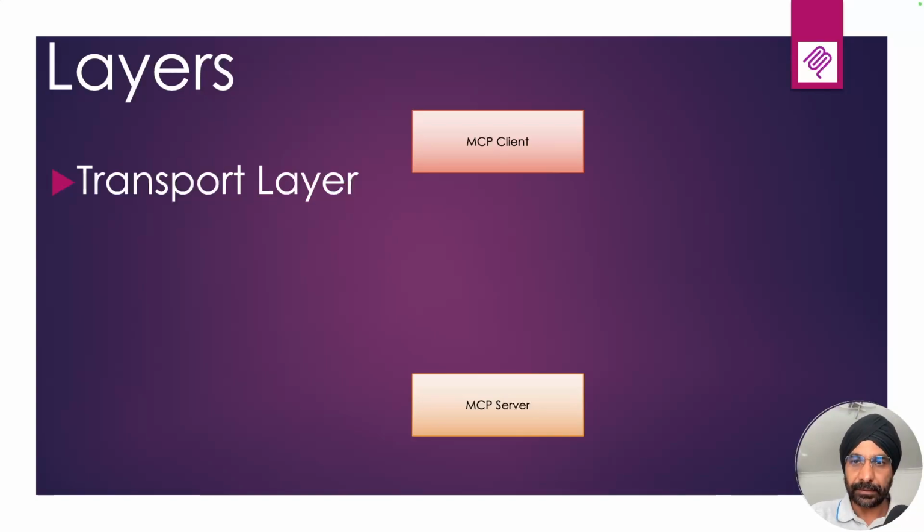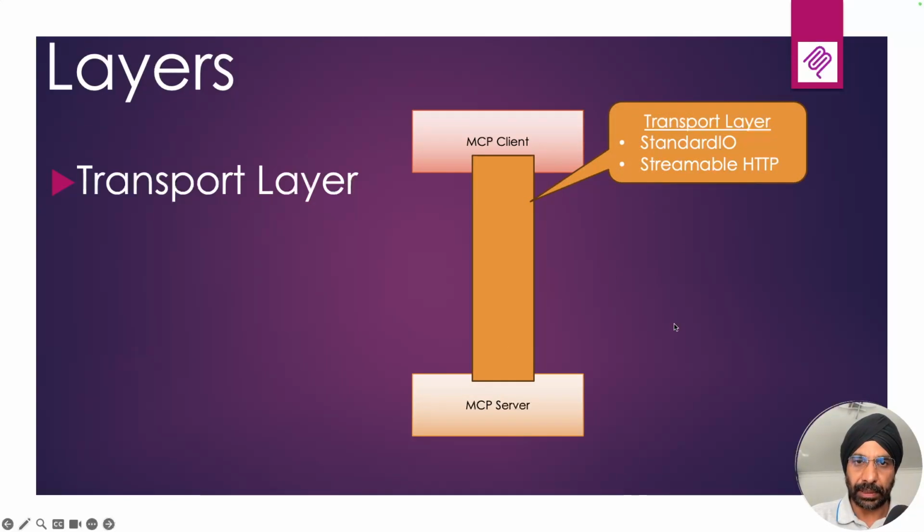So transport layer, here is the transport layer. The transport layer is made up of standard IO and streamable HTTP. It defines the communication mechanism and channels that enable data exchange between clients and servers, including transport specific connection establishment, message framing, and authorization. So all the security bits will basically be sitting here, how the handshake should happen, whether it's on TLS or mTLS or whatever.